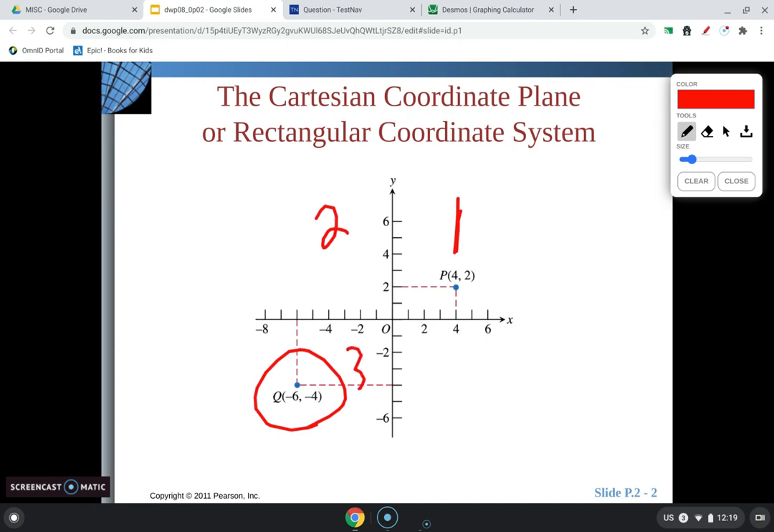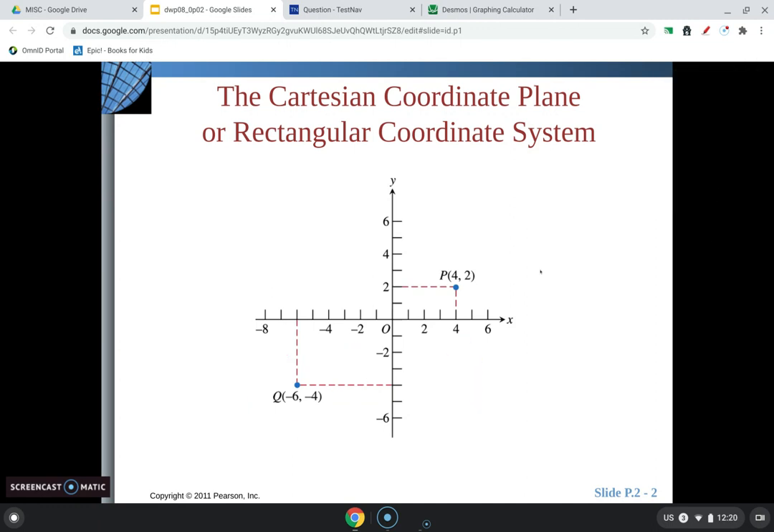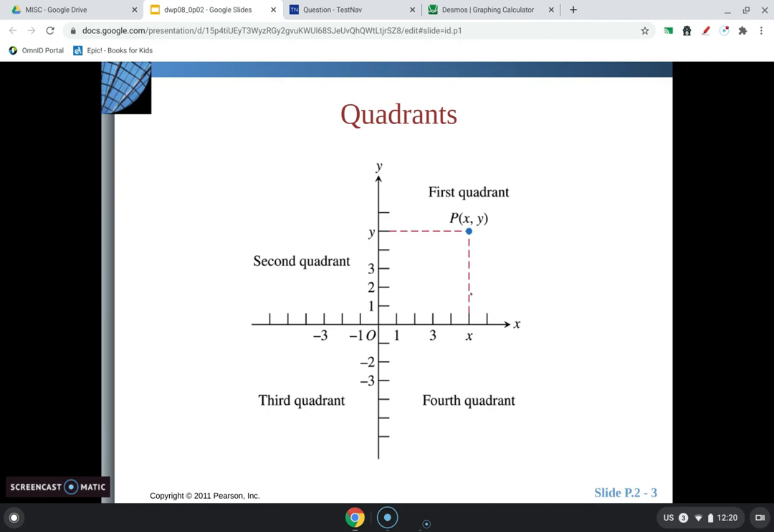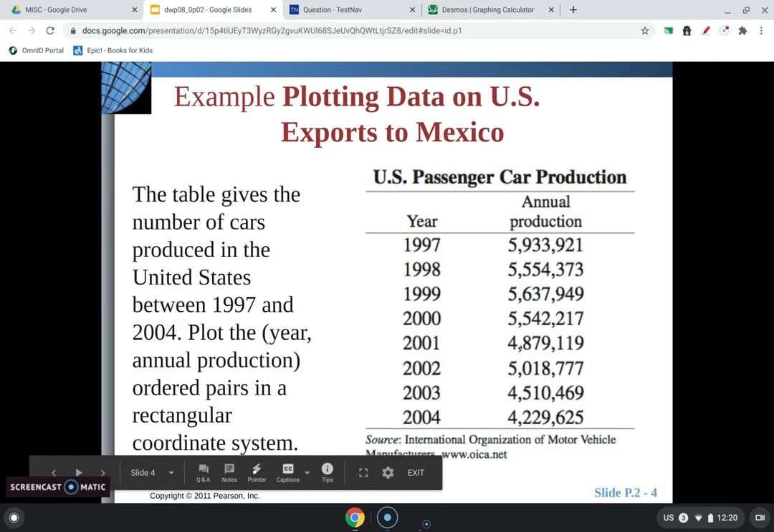Remember, our quadrants are going to be like that: 1, 2, 3, 4. We always start upper right and go counterclockwise. It's on the next slide. So first, second, third, fourth quadrant.